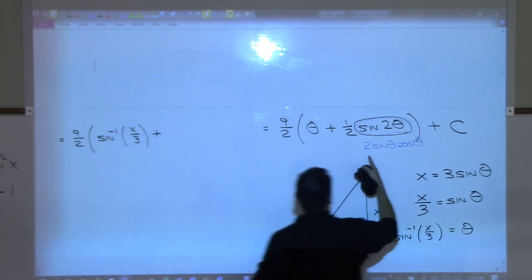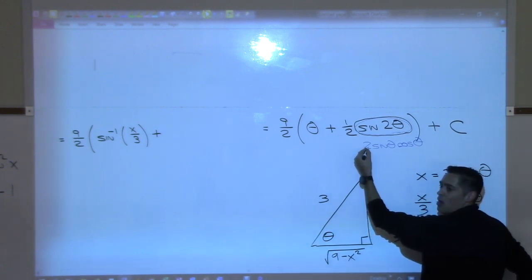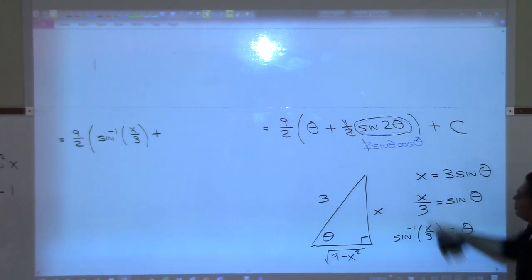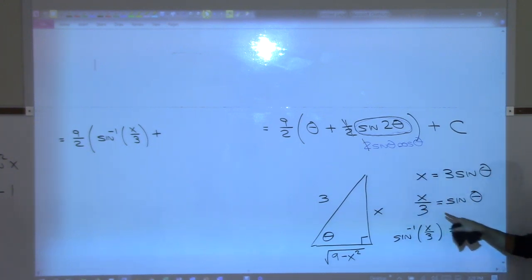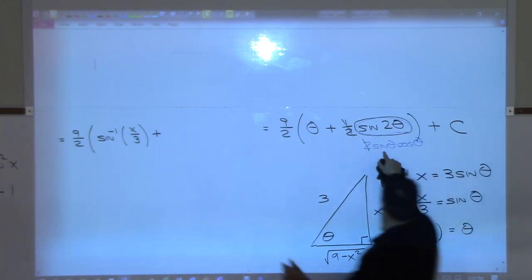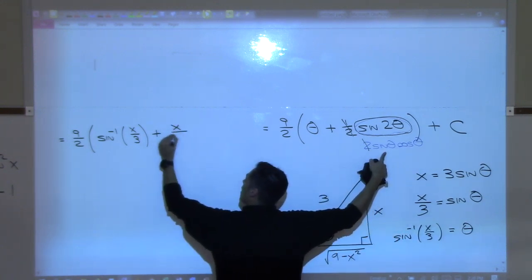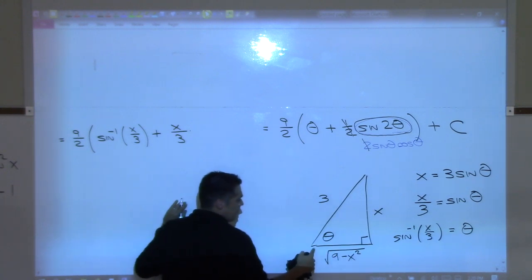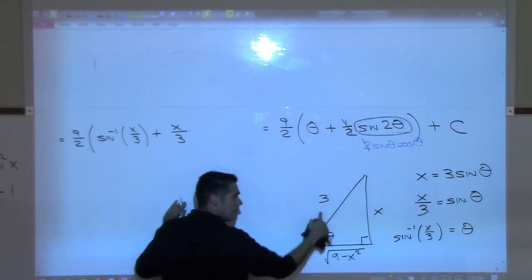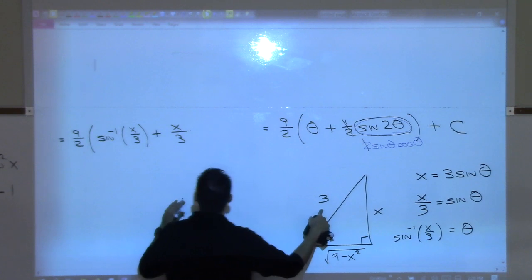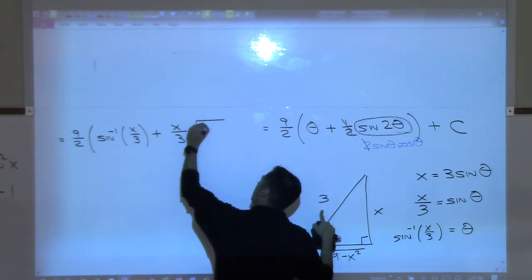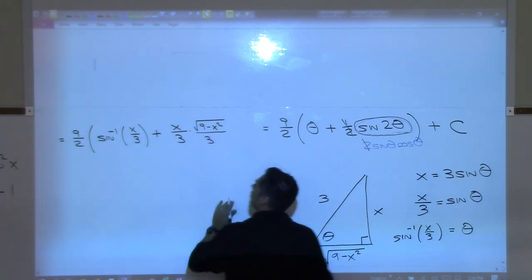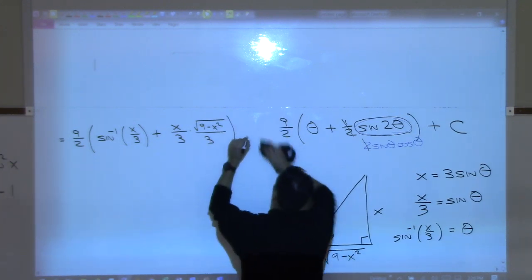Plus, now I didn't do this a second ago, but this half and this 2 are gone, aren't they? That 2 is really up there and half of that's gone. Sine of theta, which is x over 3, so sine of theta right there is my x over 3, and then times cosine theta, which is adjacent over hypotenuse. So square root of 9 minus x squared over 3, plus c.